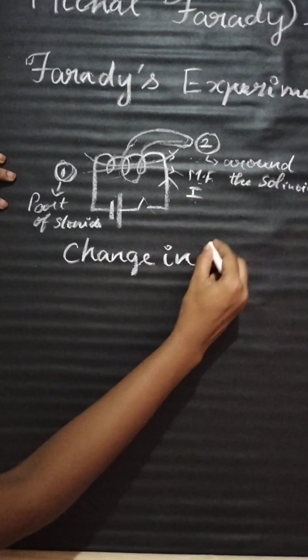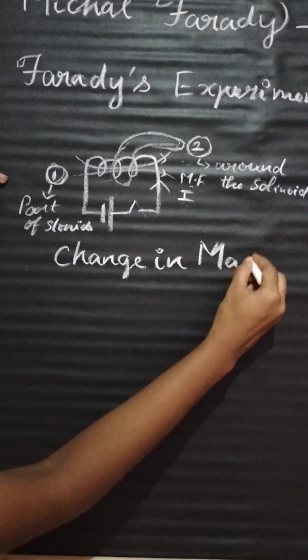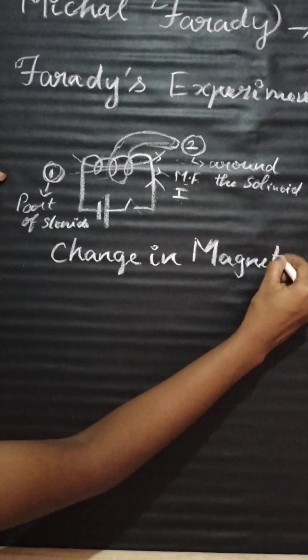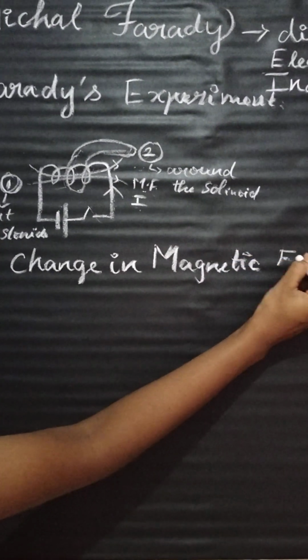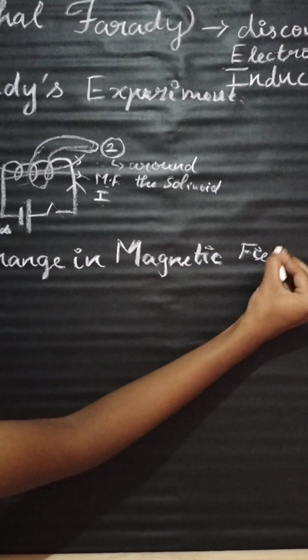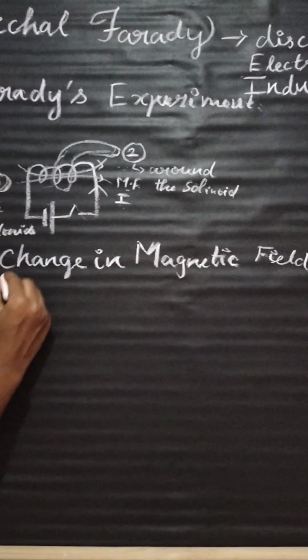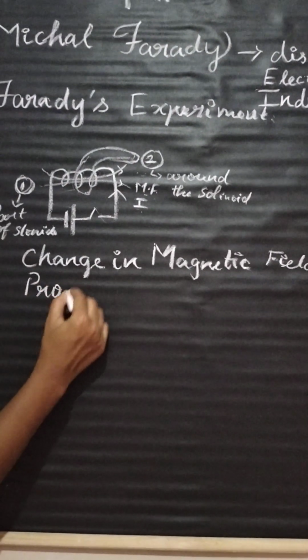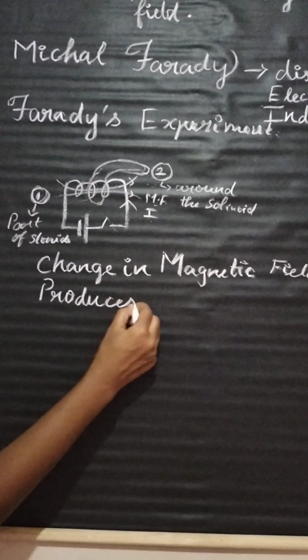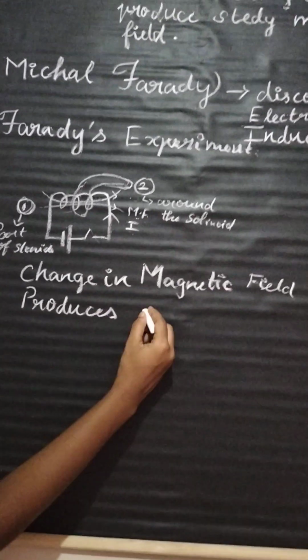Change in magnetic field produces current.